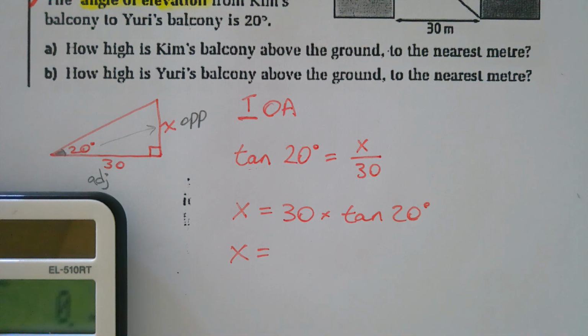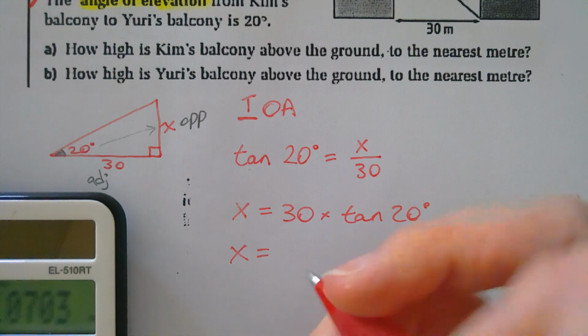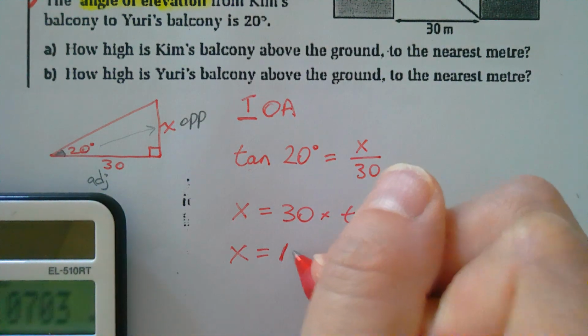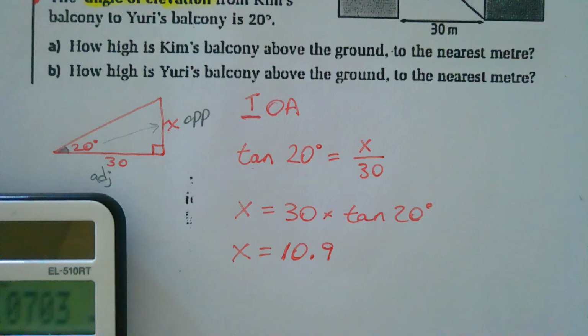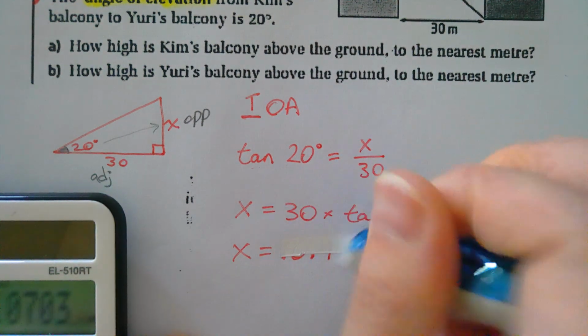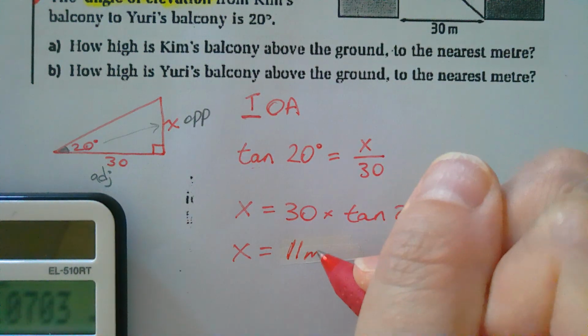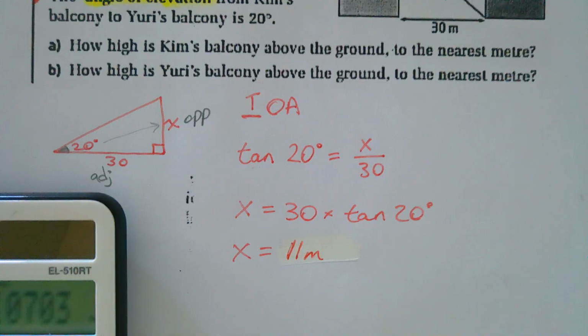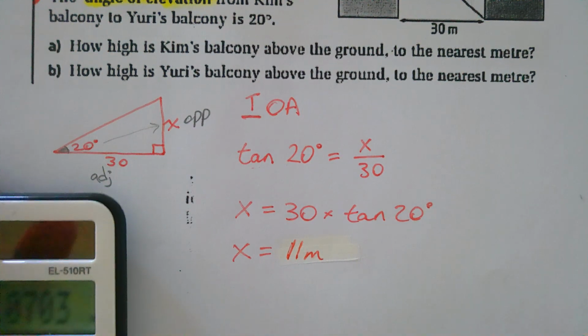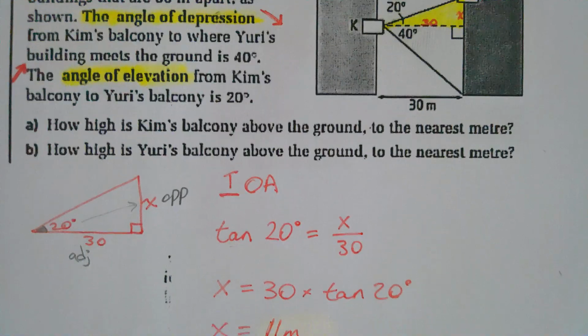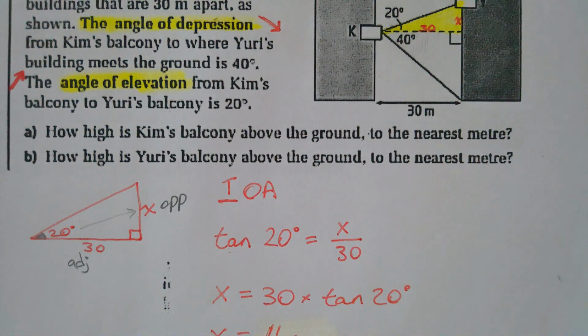Let's see. Tangent 20 degrees, and then times it by 30. I got 10.91. Let's do 1 decimal place. So 10.9. We're not right. Oh, sorry. It says nearest meter. So it's 11 meters. Good. That's why A was first, because you have to add it to do that triangle.